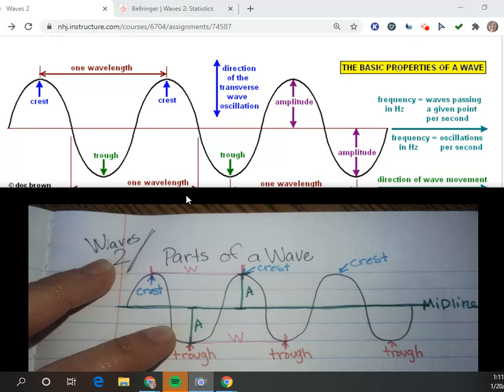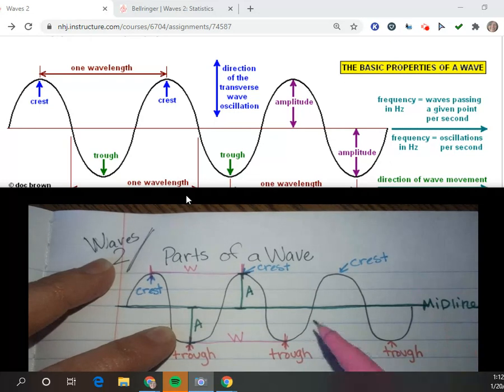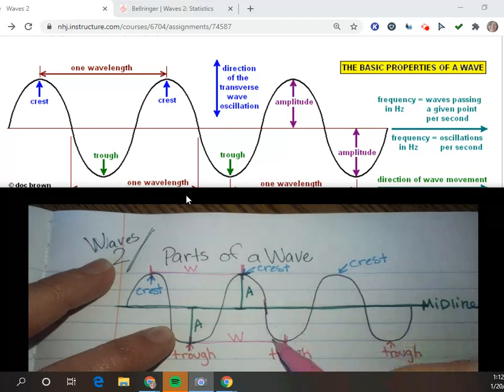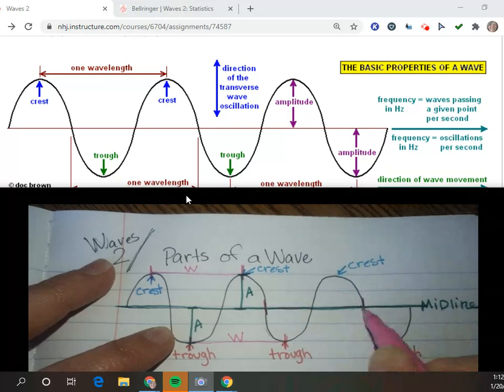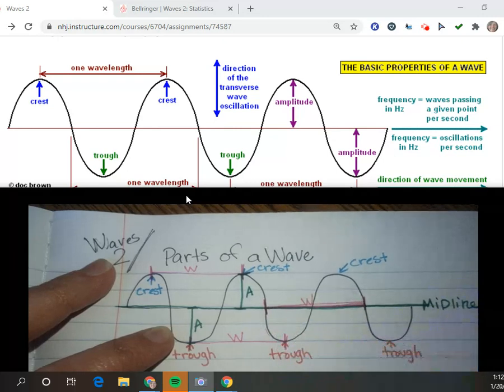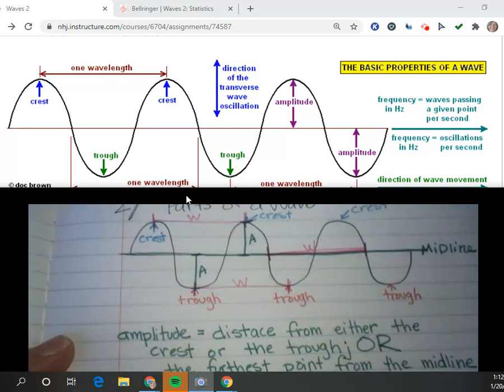Now, could you have other wavelengths? Yeah, you could. But it would have to be from the same point on the wave to the same point on the wave. So if I wanted to start my wavelength right here, it goes to a trough, to a crest, and back to the same spot. That would be a wavelength too. Okay. It has to be the same spot on the wave. So let's define that.